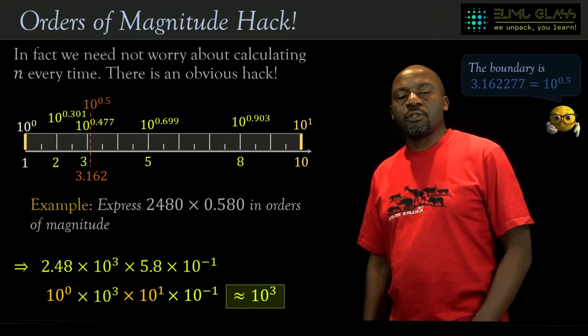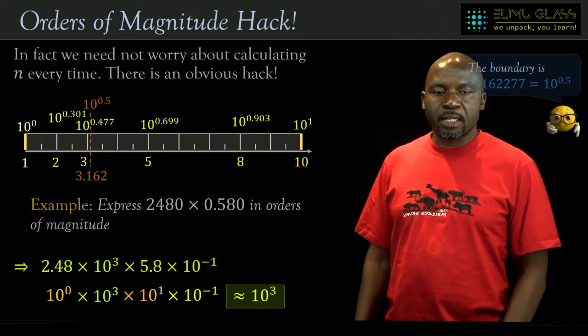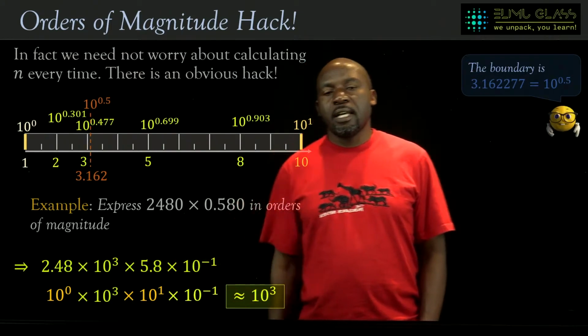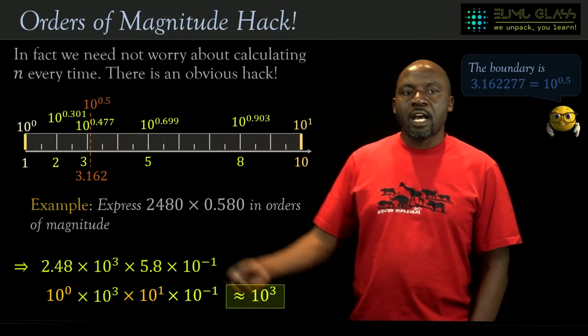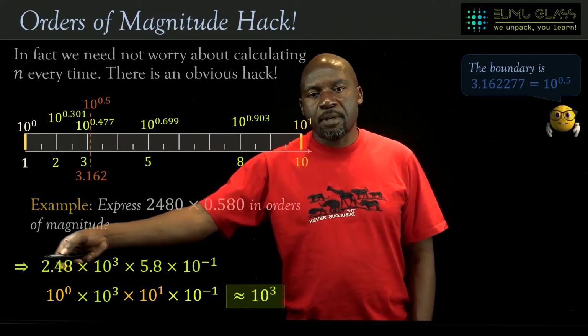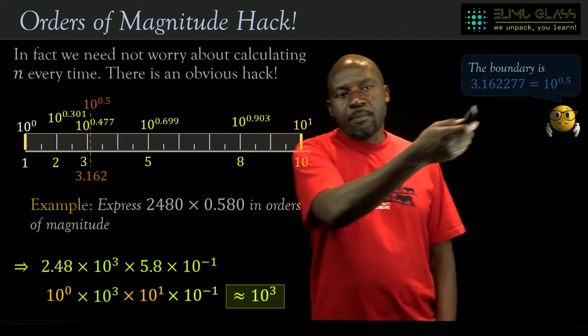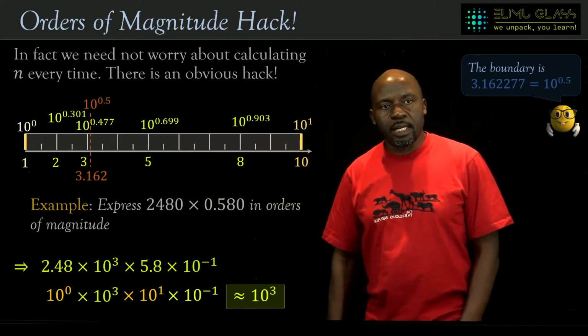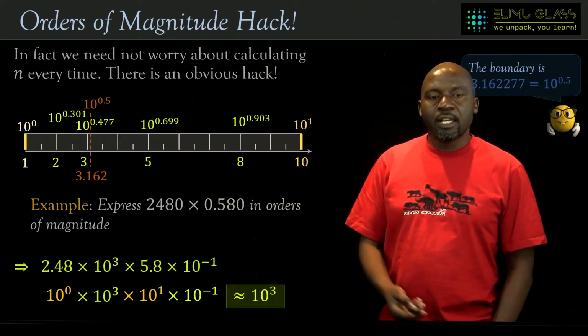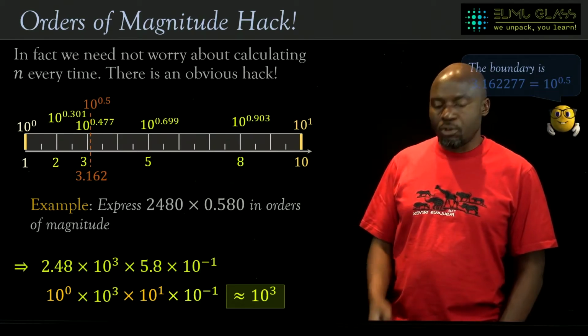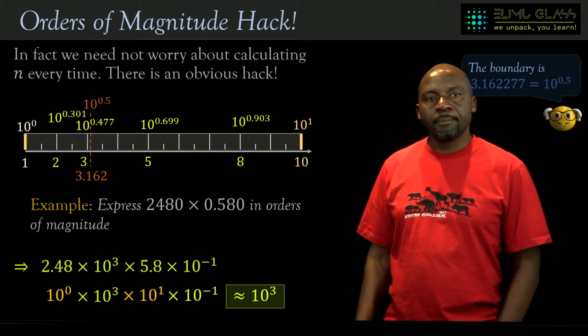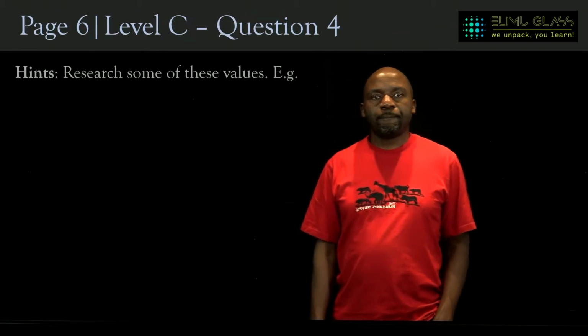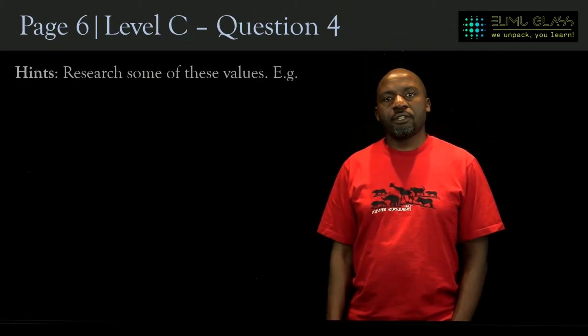So anytime you need to write a number in orders of magnitude, please first express it in scientific notation and then compare the number lying between 1 and 10 with the magic number 3.162277 to determine the order of magnitude. It should be straightforward, really, okay? Hoping that was okay. Now we go to page 6.